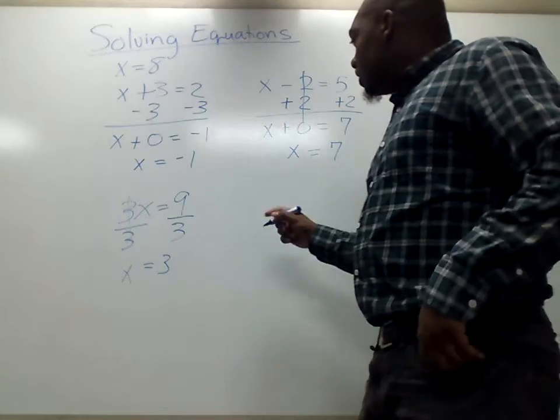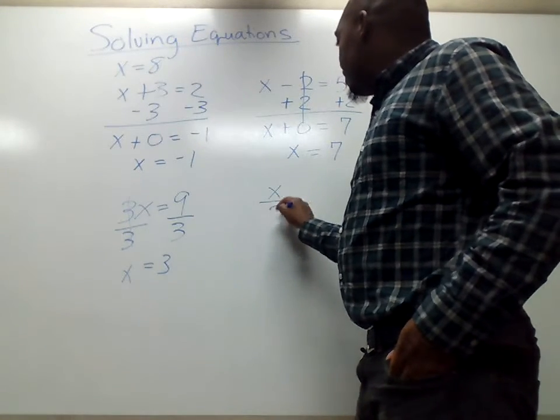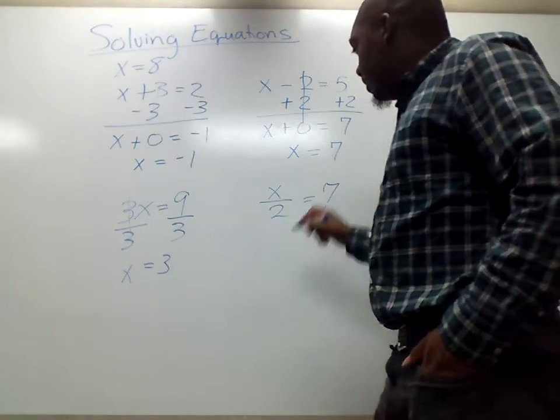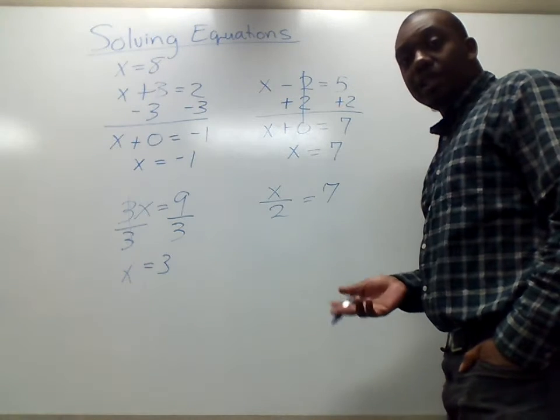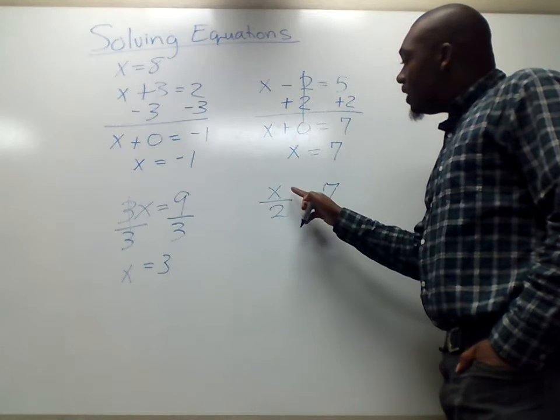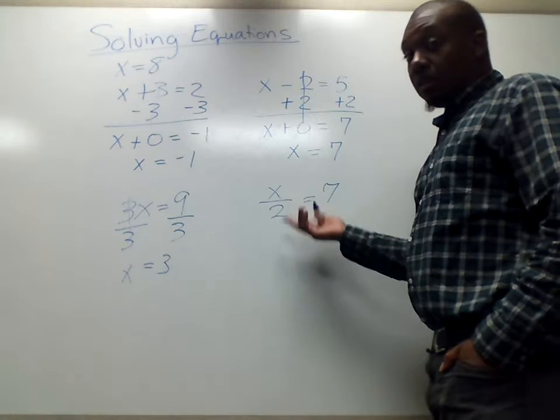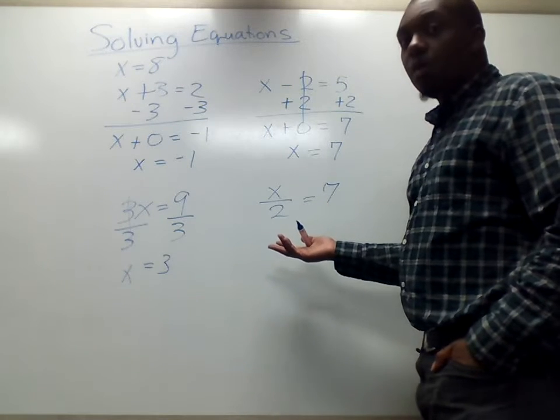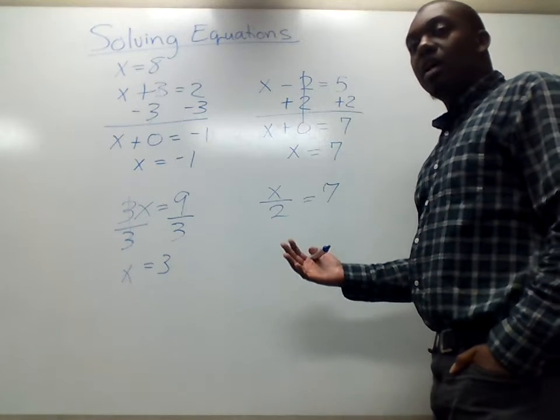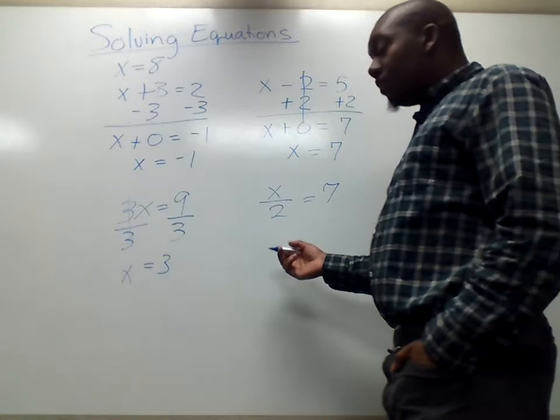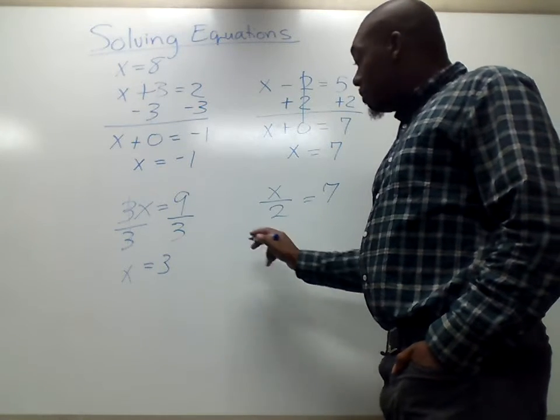So let's look at another example here. So let's say x divided by 2 equals 7. Well, what operation is happening on x? That's easy. It's being divided by 2. Well, what is the inverse operation of dividing by 2? Well, the inverse operation of dividing by 2 would be multiplying times 2.